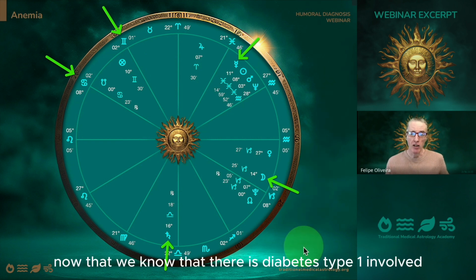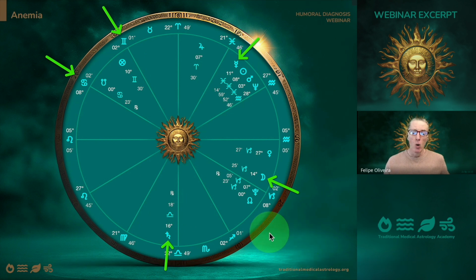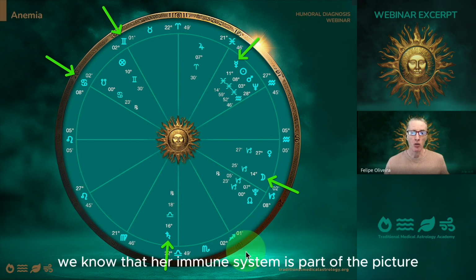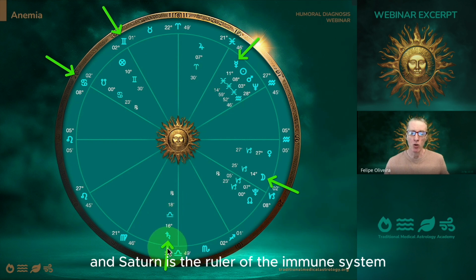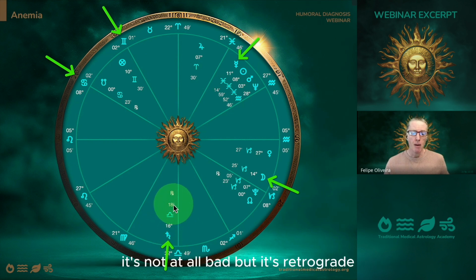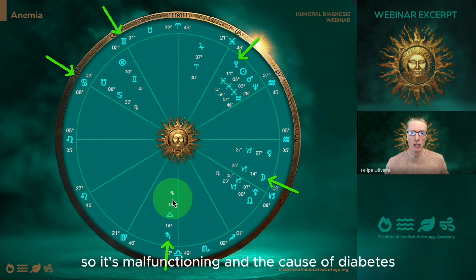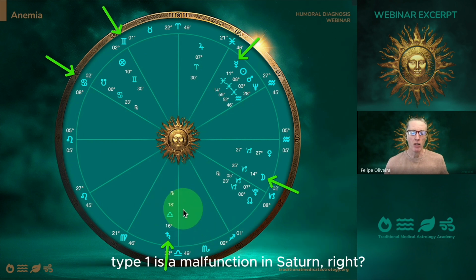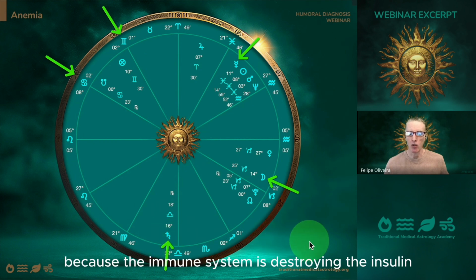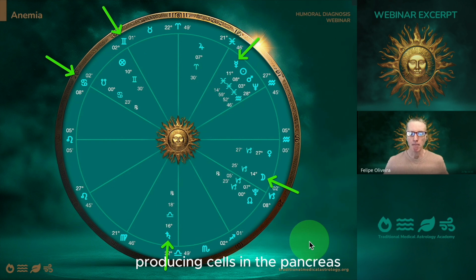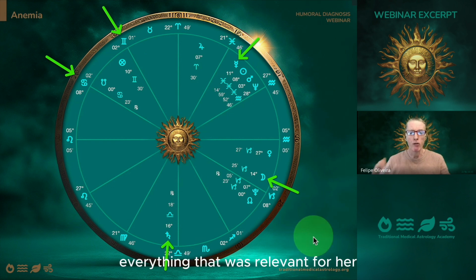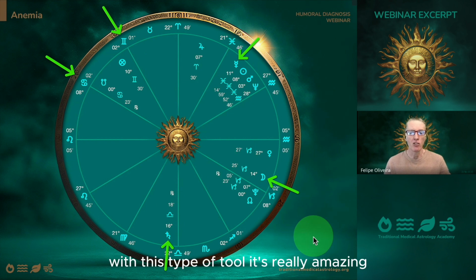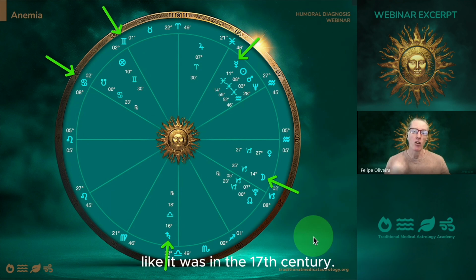Now that we know that there is diabetes type 1 involved, we know that her immune system is part of the picture. And Saturn is the ruler of the immune system. It's not at all bad, but it's retrograde. So it's malfunctioning. And the cause of diabetes type 1 is a malfunction in Saturn, right? Because the immune system is destroying the insulin-producing cells in the pancreas. Beautiful symbolism. Everything that was relevant for her is shown in the chart. Imagine what doctors would be able to do with this type of tool. It's really amazing. Maybe someday medicine and astrology will come together like it was in the 17th century.